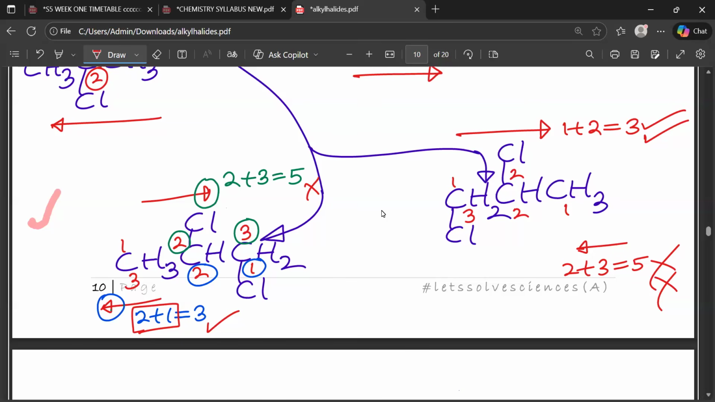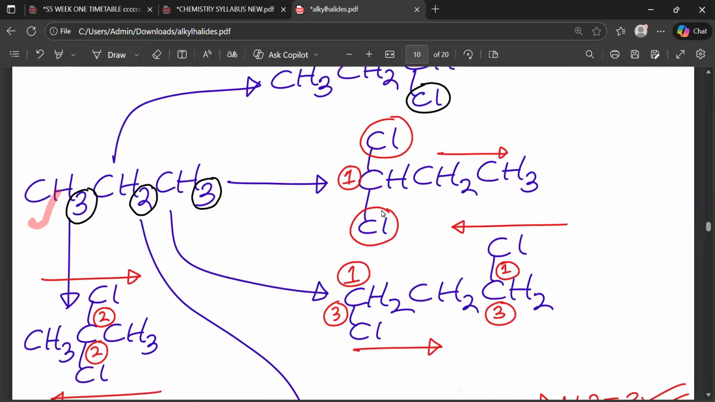That is why we are having propane, because throughout there are 3 carbons. So the other thing is about the position and the side chain. The side chains are the chloro, chloro, chloro, chloro, bromo, bromo, bromo, bromo, anything. So the last thing we are supposed to do is the positions.